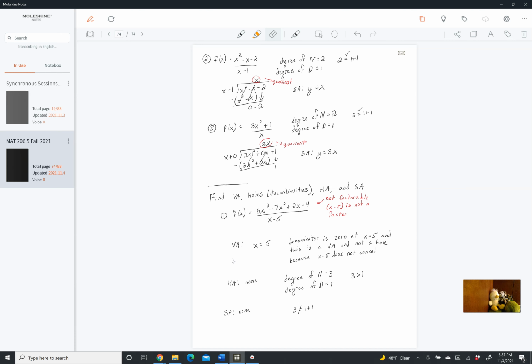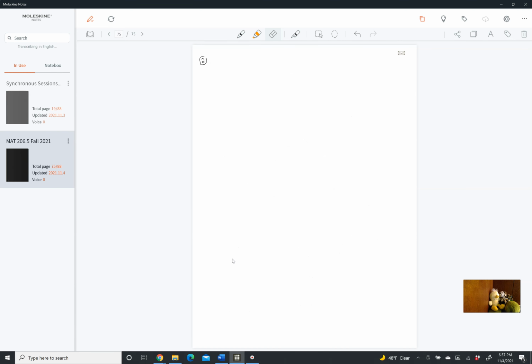Okay, let's take one more example. And this next one, again, both of these are very typical of problems that you might get on a quiz. Okay. So here, let's say that we had f of x is equal to 2x squared plus 5x minus 3 over x squared plus 7x plus 12.